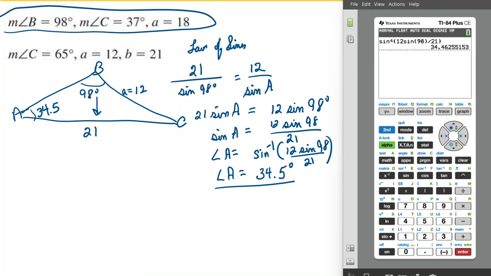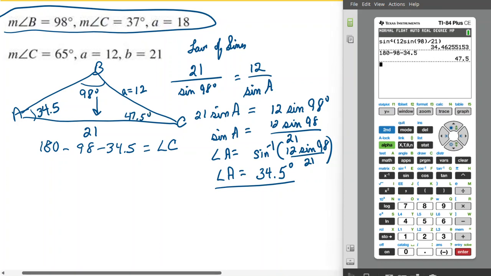So now what we can do is say 180 minus 98 minus 34.5 will equal the measure of angle C. So I'm going to do that in my calculator. I get 47.5 degrees for angle C. So I've got the angles. Now I need one more side.